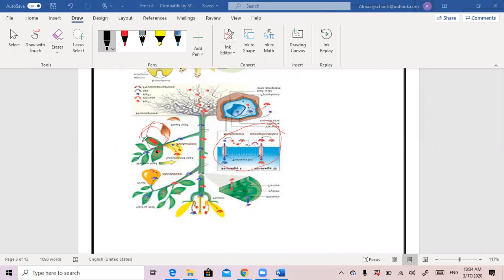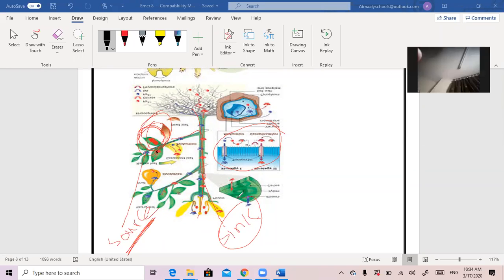After the manufacturing of glucose, or after that sucrose, glucose, protein, everything, it will be transported from the source to the sink. One part is called the source, where the food is made, and another part is called the sink, where the food goes to. Photosynthesis happens in the leaf, so the leaf will make the food.